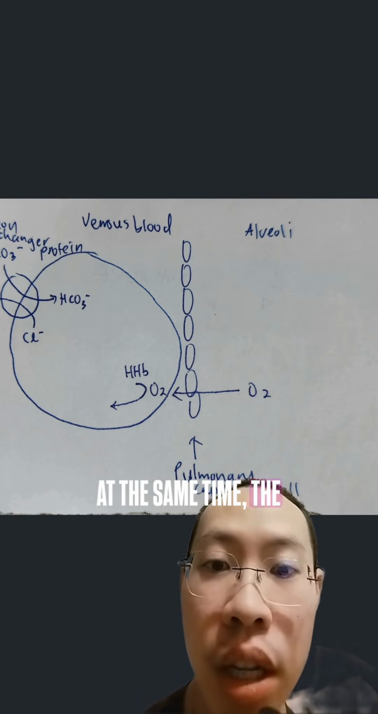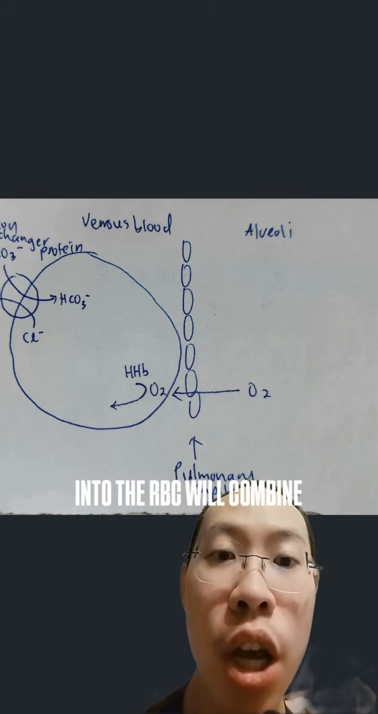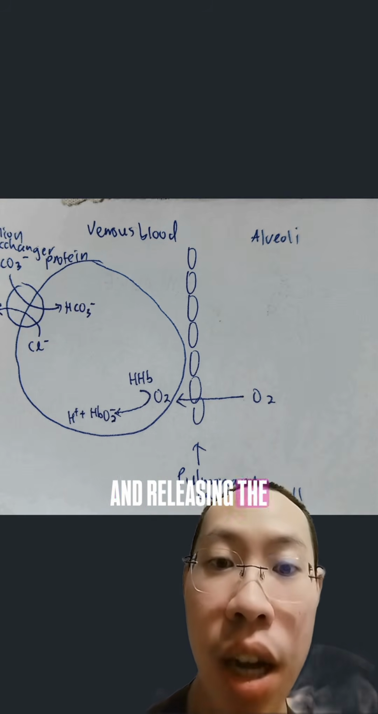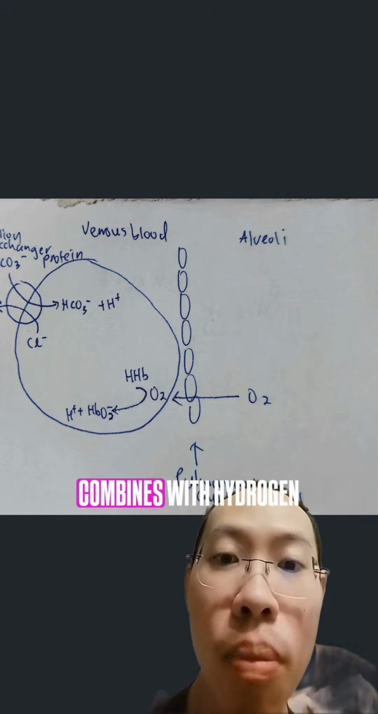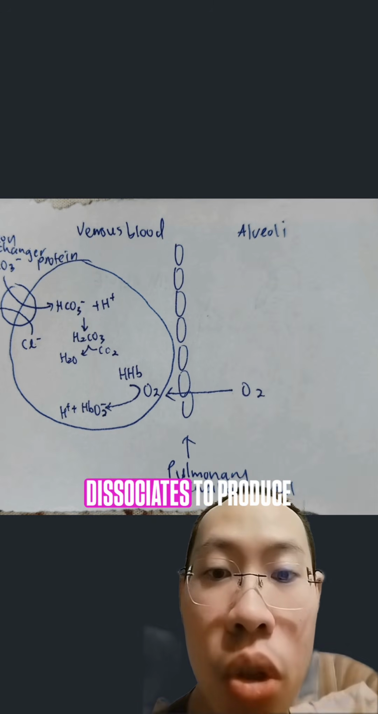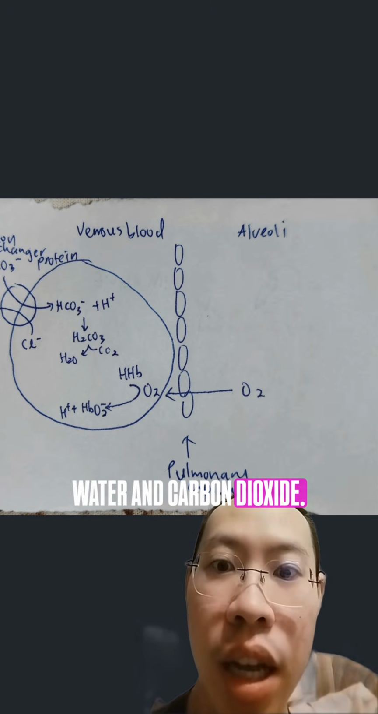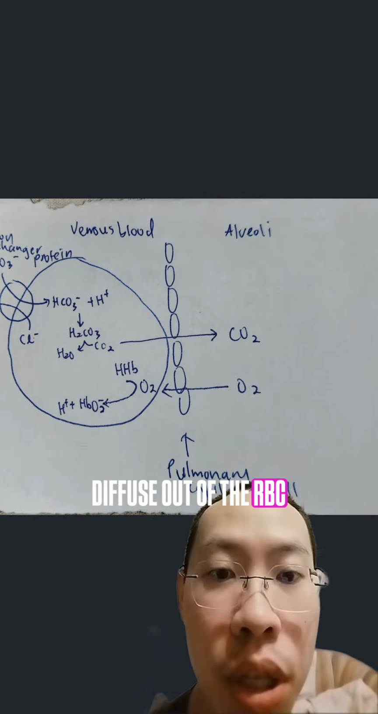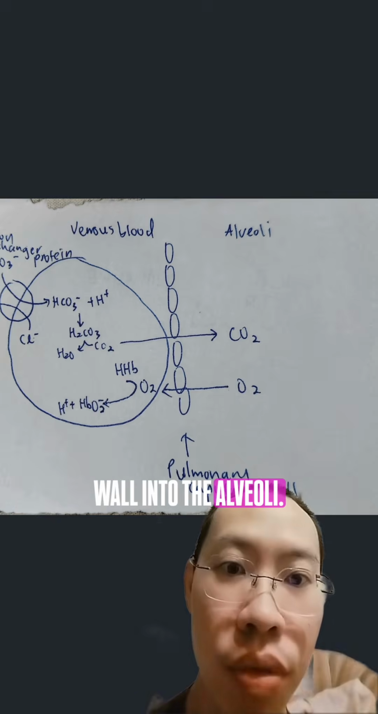At the same time, the oxygen that has diffused into the RBC will combine with the hemoglobin, forming the oxyhemoglobin and releasing the hydrogen ion. The hydrogen ion combines with hydrogen carbonate ion, forming the carbonic acid. Carbonic acid dissociates to produce water and carbon dioxide. Carbon dioxide will then diffuse out of the RBC through the capillary wall into the alveoli.